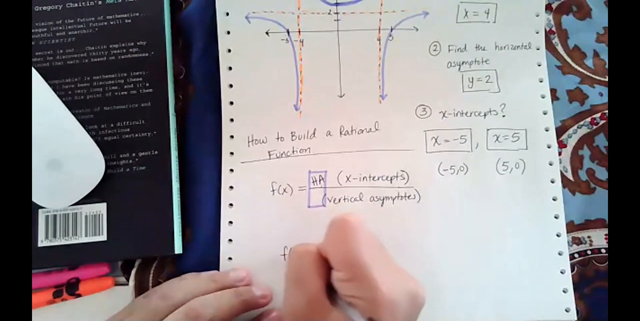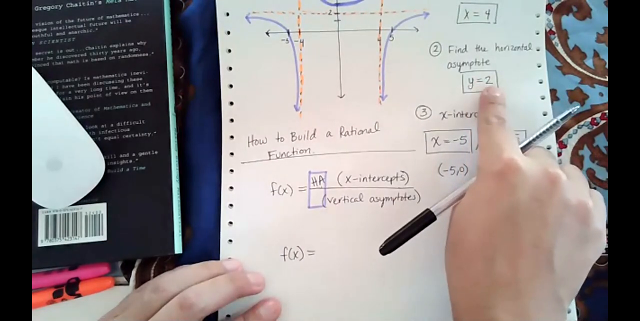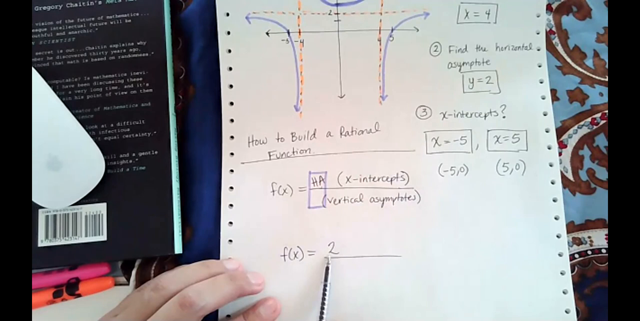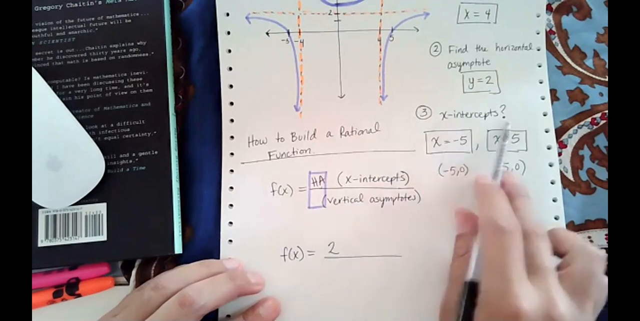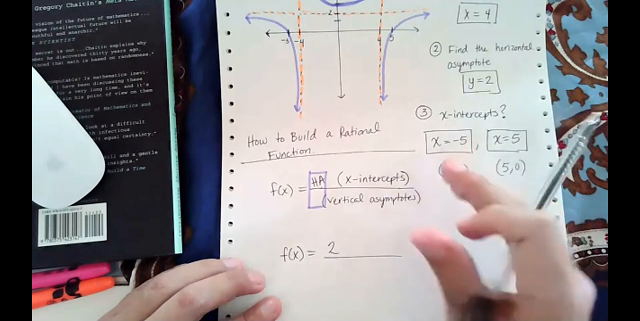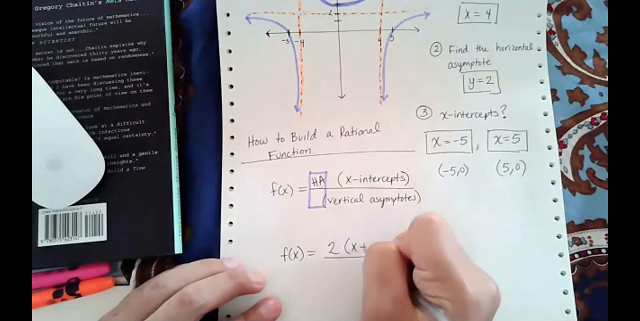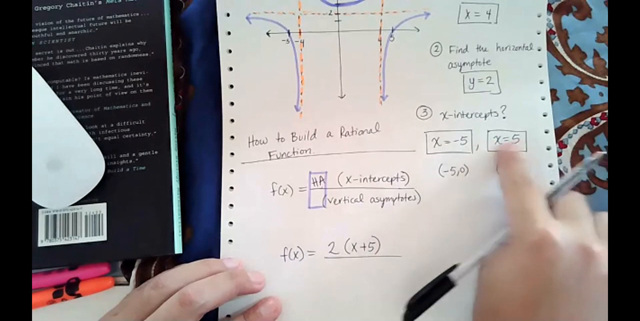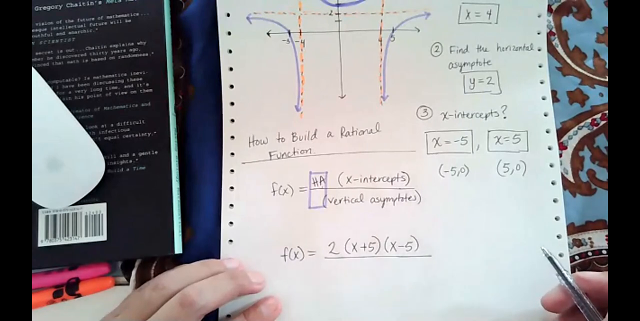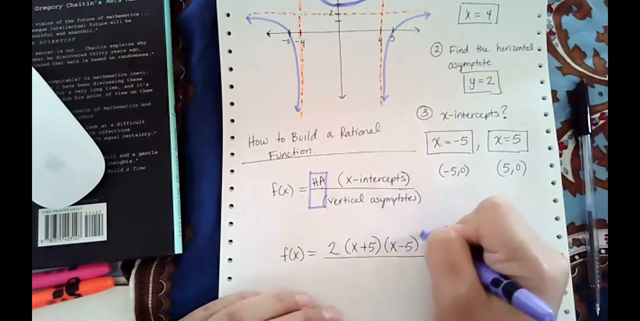So if I start to build this function out, I'll have a horizontal asymptote of 2. So that's going to be my leading coefficient on top. Okay. Your x-intercepts are x is equal to -5 and x is equal to 5. So if I wanted to get the factors for those, I would unsolve them, right? So if I added 5 to both sides of this equation, I would get x plus 5. And if I subtracted the 5 over to the other side of that equation, I would get x minus 5. So remember, these come from your x-intercepts.